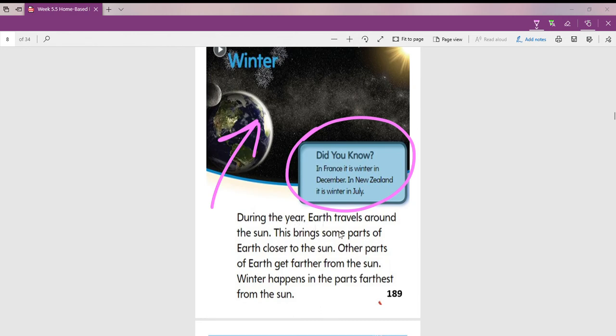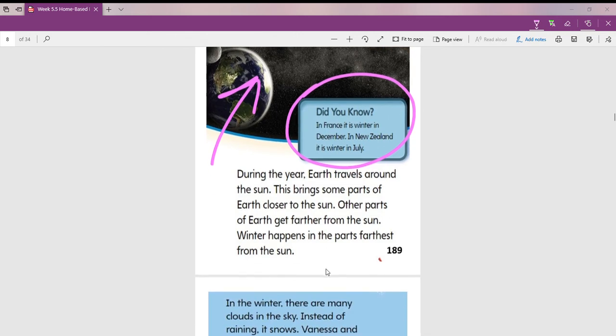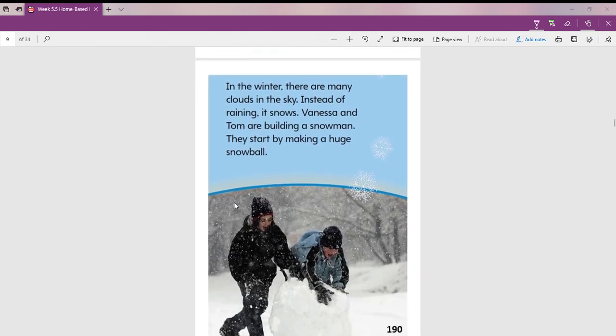Let's see what it says. During the year, Earth travels around the Sun. This brings some parts of Earth closer to the Sun. Other parts of Earth get farther from the Sun. Winter happens in the parts farthest from the Sun. In the winter, there are many clouds in the sky. Instead of raining, it snows. Vanessa and Tom are building a snowman. They start by making a huge snowball.